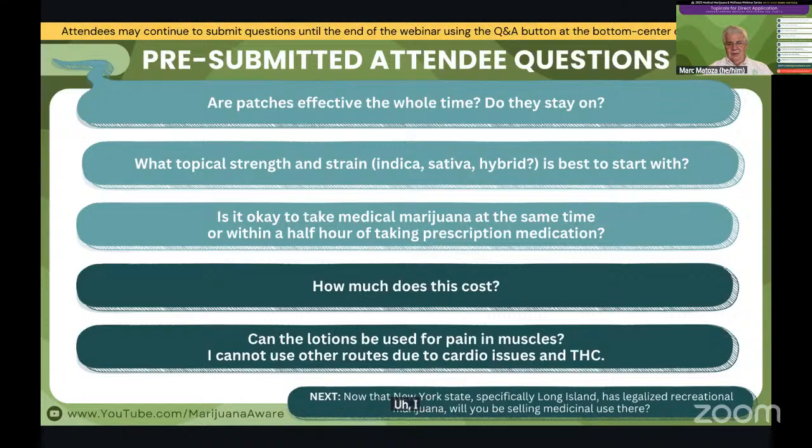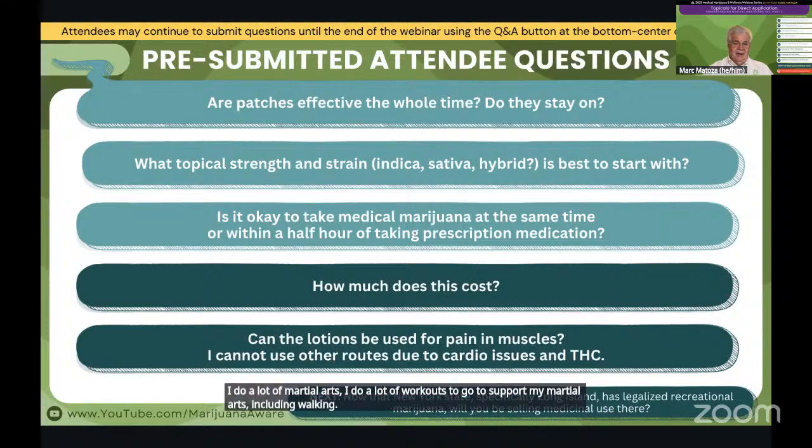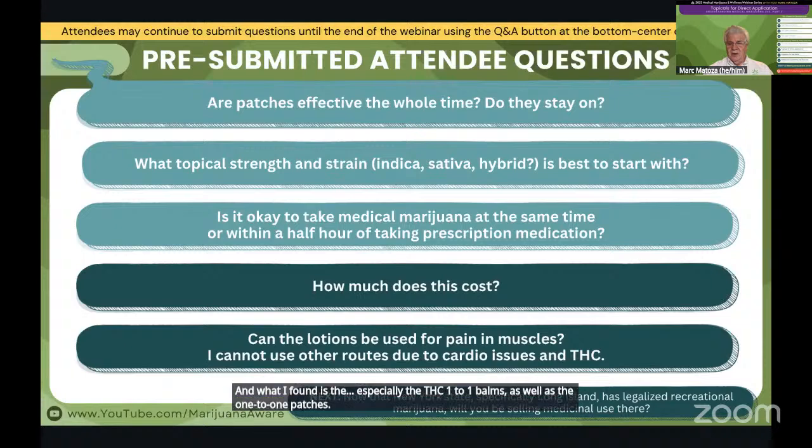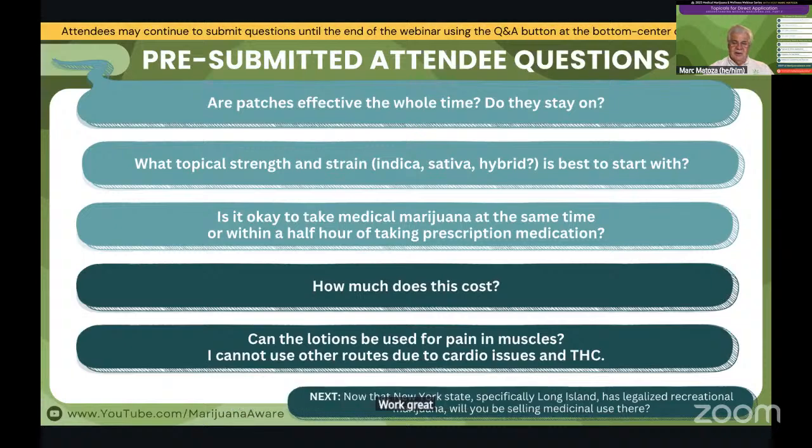I do a lot of martial arts. I do a lot of workouts to support my martial arts, including walking. So the big issue becomes the pain I have, for example, in my knees. And what I found is especially the THC 1-to-1 balms as well as the 1-to-1 patches work great. And I should mention the lotions are wonderful products to help with that.